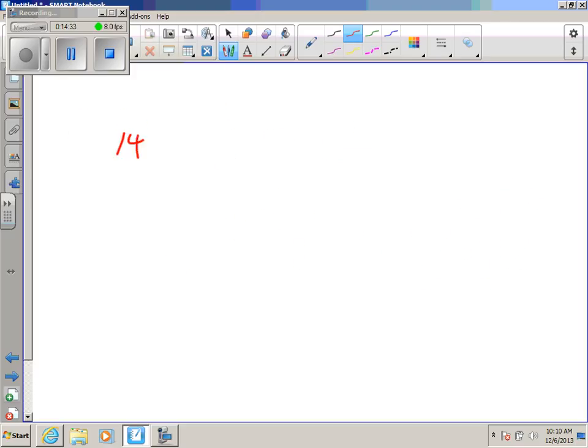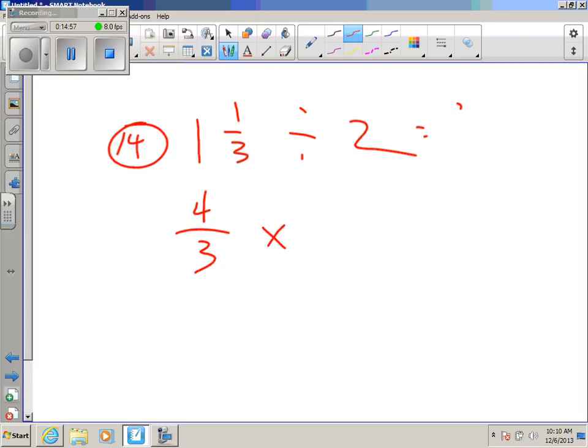14. Sammy wants to make half. We said that you could either divide by 2 or multiply by half. Same thing. Because if you divide by 2, that becomes 2 over 1. When you flip it, it's half. So it's the same thing. So let's go ahead and just show you that. 1 and 1/3 divided by 2. 4 over 3. Well, if 2 is equal to 2 over 1, when we flip it, it's 1 over 2. So the answer is 2/3.